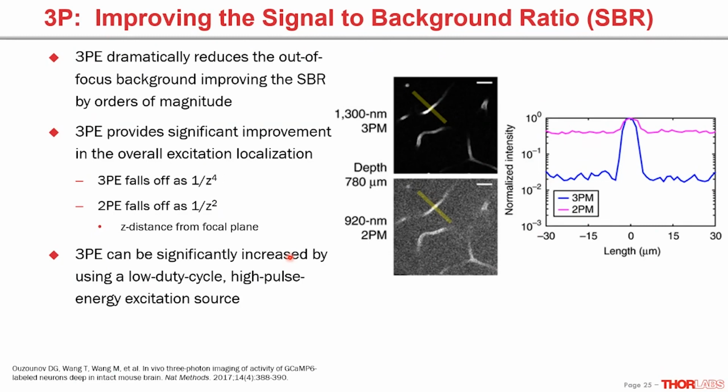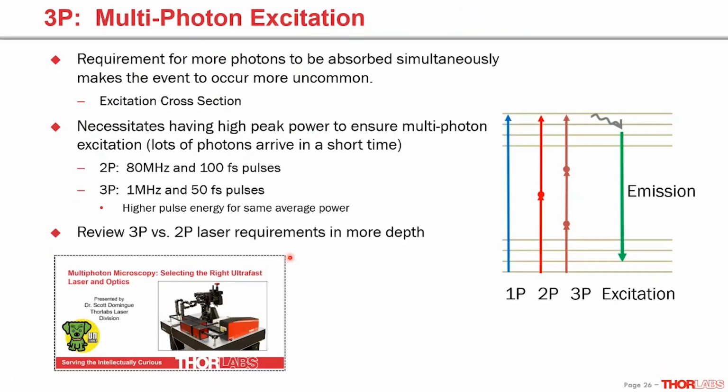3-photon excitation can be significantly increased by using a low duty cycle, high pulse energy excitation source. If we're going to do multi-photon excitation, this requires more photons to be absorbed simultaneously. This ultimately makes it more uncommon for this event to occur, and this is quantitatively given by the excitation cross-section.